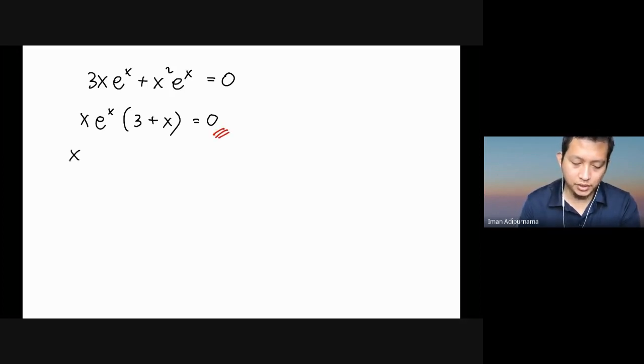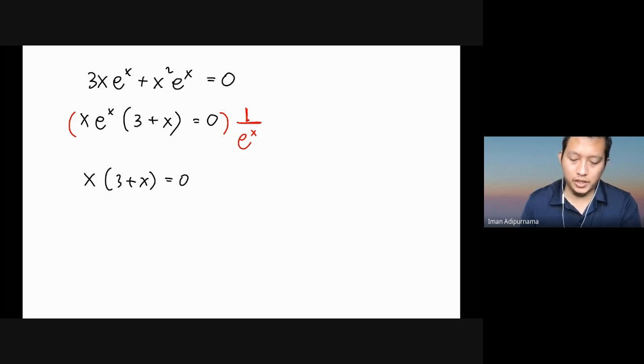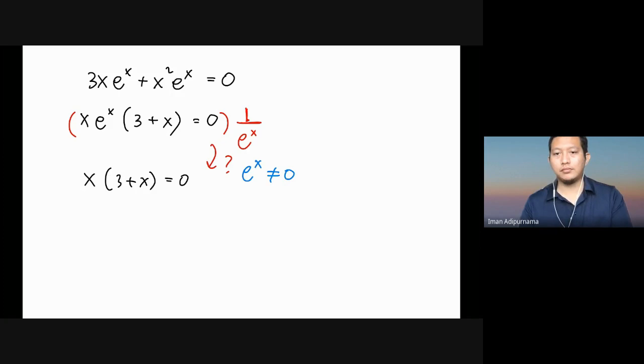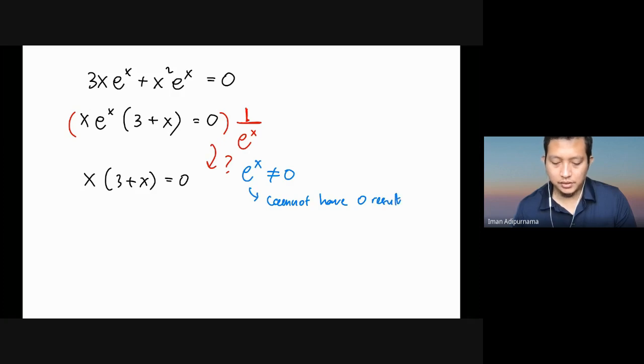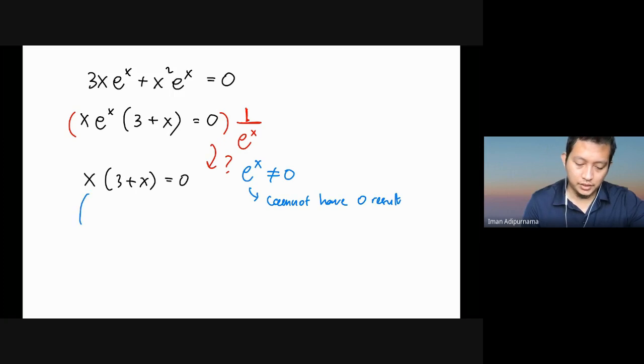x should be 0, because when x is 0, e to the x is 1, so we can ignore e. And also, if we think clearly, we can multiply with 1 over e to the x, and we have x times 3 plus x directly. And why can we do this? Because e to the x is not equal to 0. E to the x cannot have a 0 result, so it's possible to divide directly. And we see that x is 0 and x is negative 3. And these are our solutions.